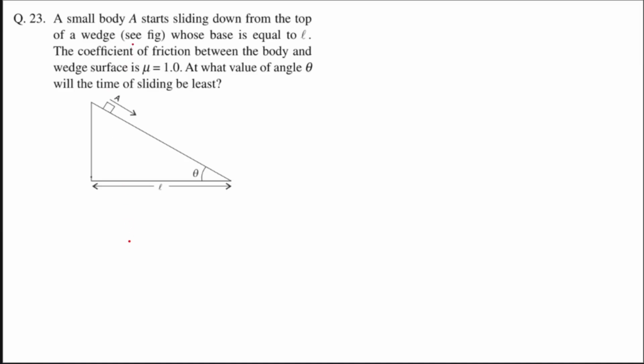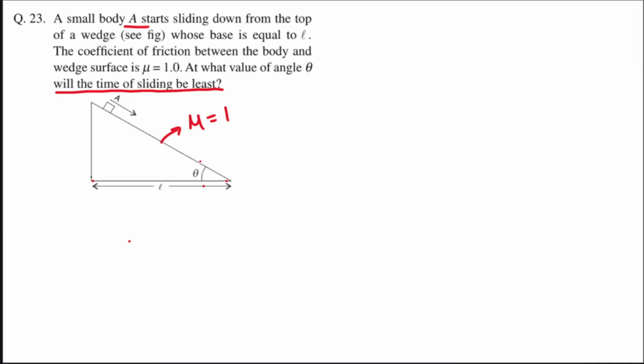What is said in the question? We have a small body A which is sliding down from the top of a wedge. As you can see, this is given as length L and this is theta. What else is given? The coefficient of friction for this surface is given, that is 1. At what value of angle theta will the time of sliding be least?